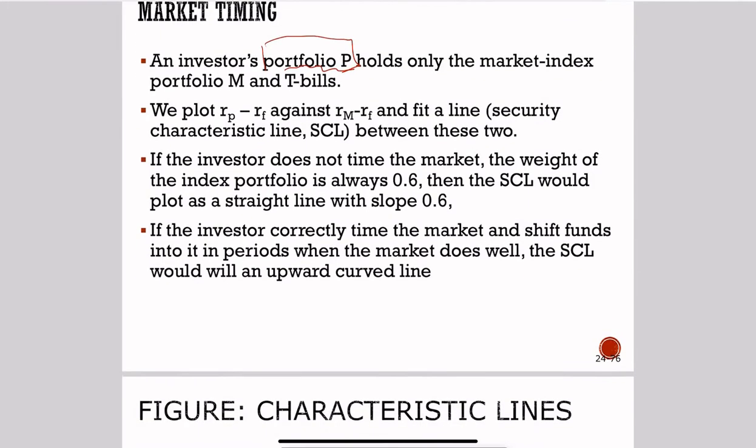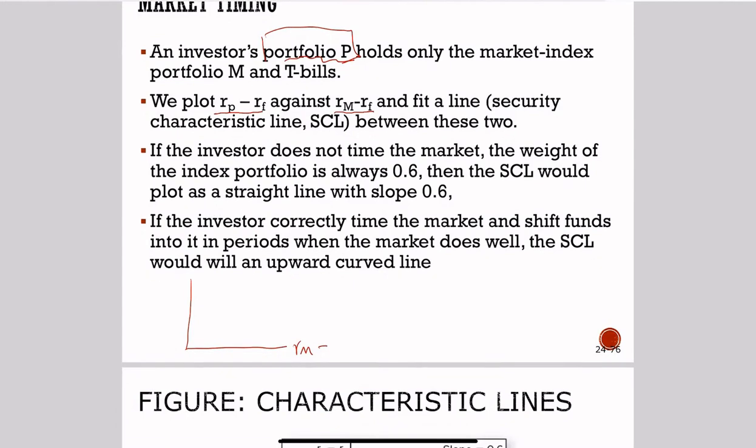Now, to evaluate this manager's ability to time the market, we will do the following. We will plot this manager's excess return against the market excess return. That is, on the horizontal axis, we will use the market return minus the risk-free rate, which is market excess return. And on the vertical axis, we will use RP minus RF, which is the manager's portfolio P's excess return.